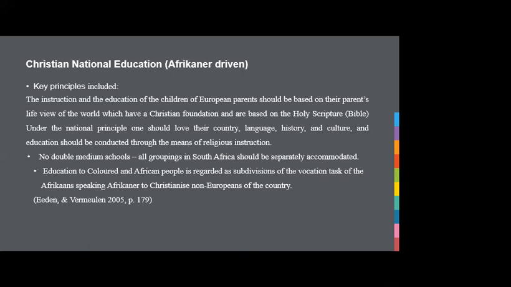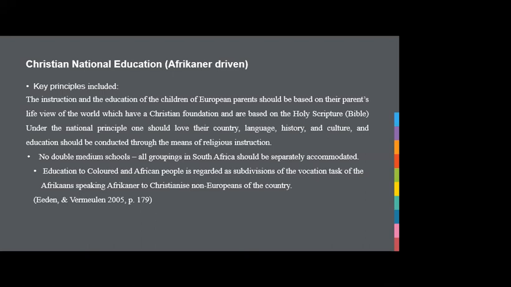Education for colored and African people was regarded as a subdivision of the vocational tasks of the Afrikaans speaking people, basically to Christianize them and to spread the Afrikaans language to the indigenous people.